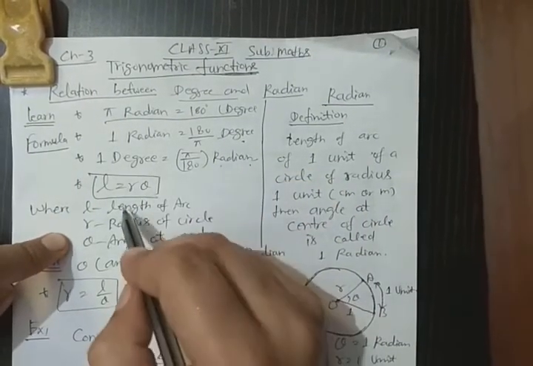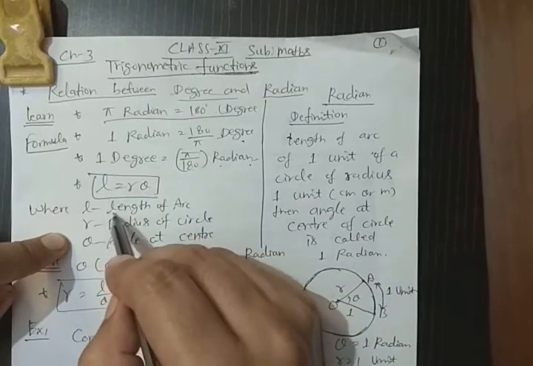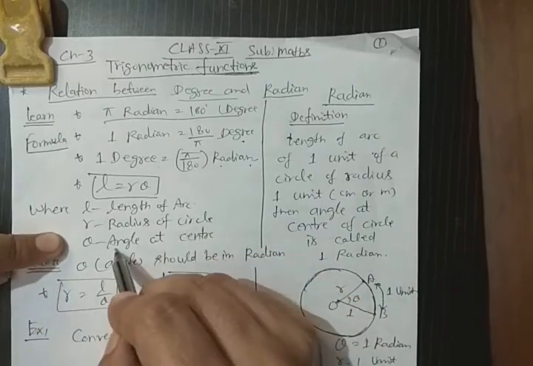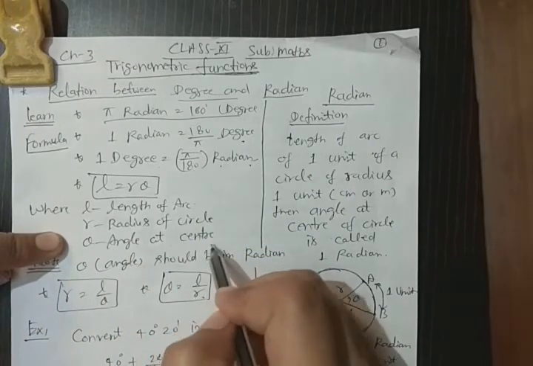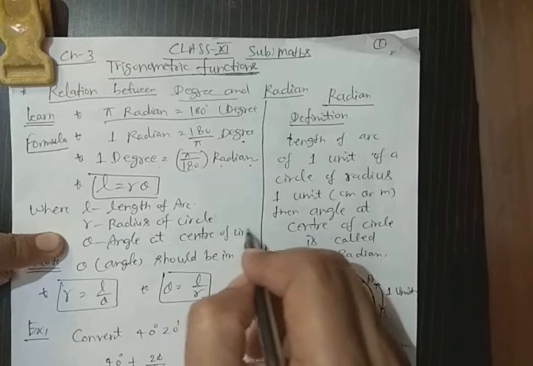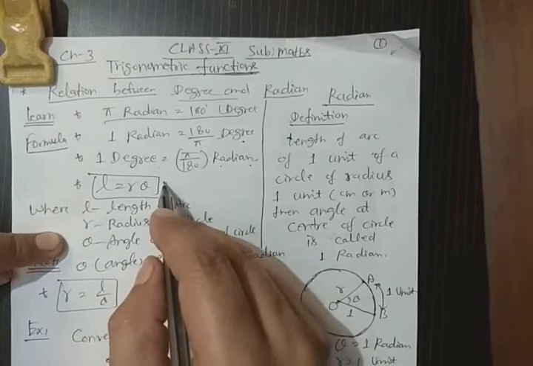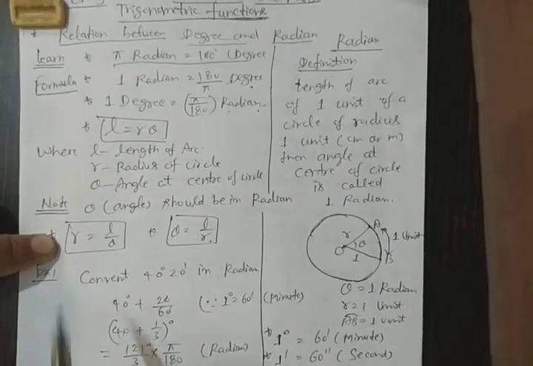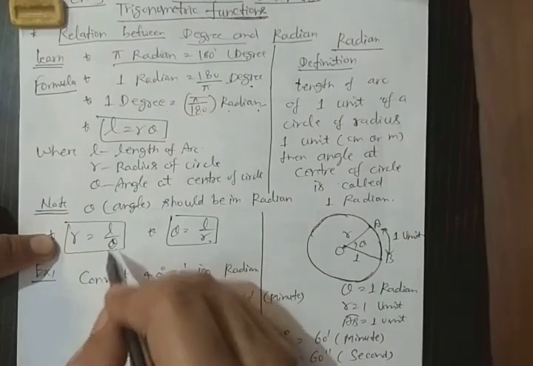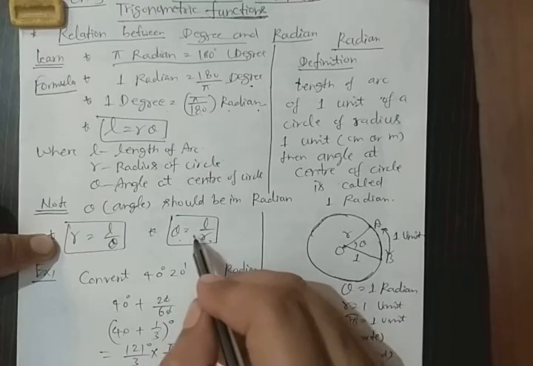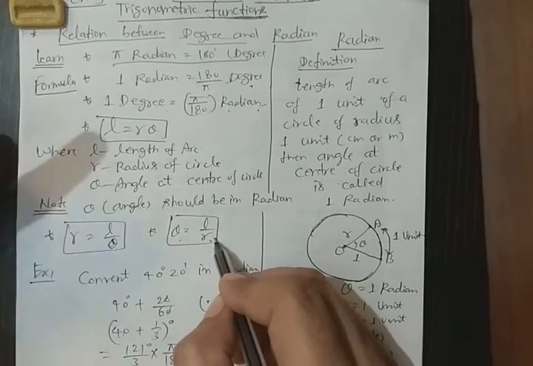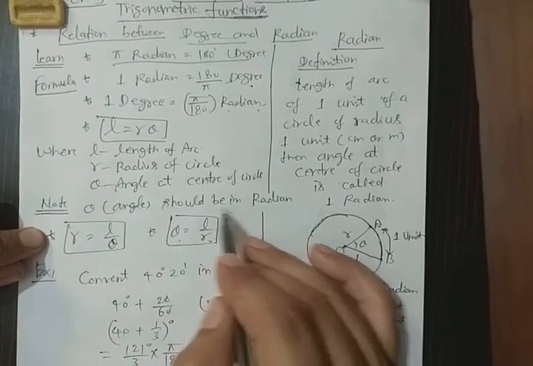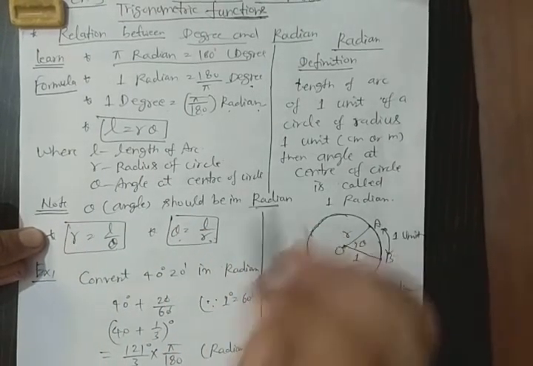Another formula: where L is the length of arc, R is the radius of the circle, and theta is the angle at the center of the circle. So L is equal to R into theta. Second formula, if we find radius, R is equal to L upon theta. And third formula, if we find theta, then theta is equal to L upon R. One important point should be kept in mind: the angle theta should be in radians. ये ध्यान रखना है आपको.